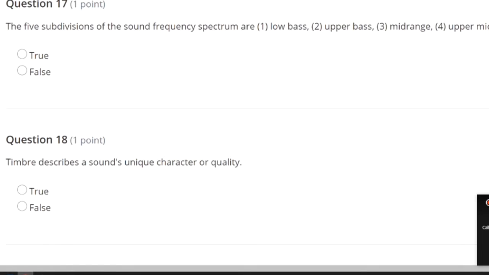Question 17. The 5 subdivisions of the sound frequency spectrum are 1. Low bass, 2. Upper bass, 3. Mid-range, 4. Upper mid-range, and 5. Treble. That's right. Low bass is 20 hertz to 80 hertz. Upper bass is 80 to 320. Mid-range is 320 to 2560. Upper mid-range is 2560 to 5120. And then the treble range is 5120 to 20,000.